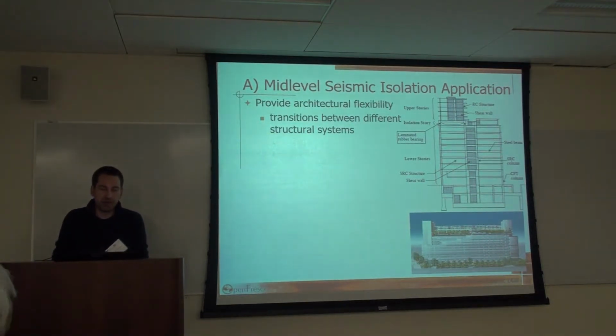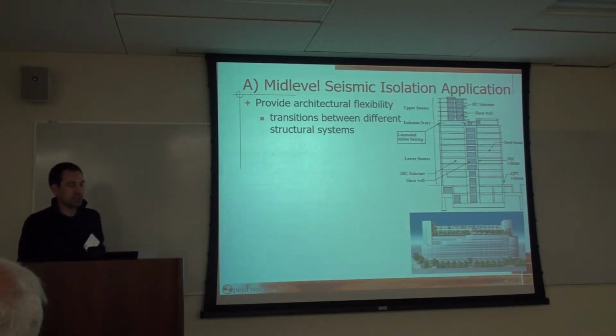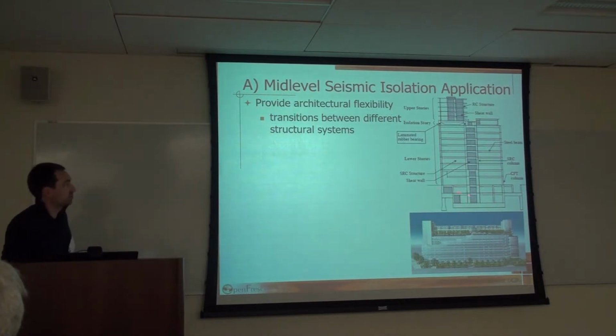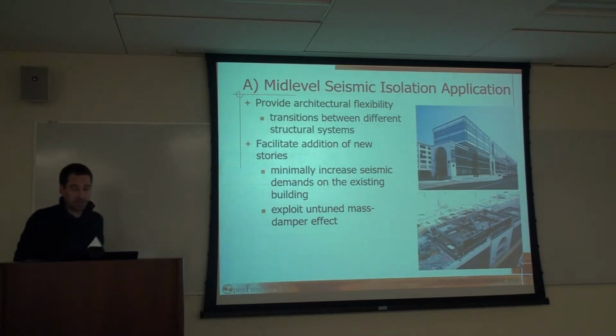It's really there to provide architectural flexibility in buildings. It can be a transition between different structural systems, so you can have one type of structural system at the bottom, another type of structural system on top, and then you put an isolation in between there. And it has been done in several applications out there.